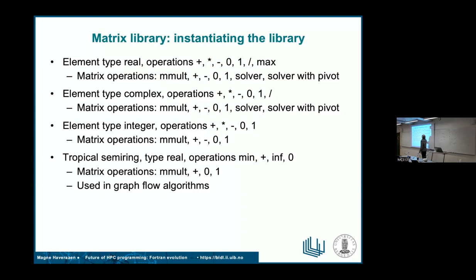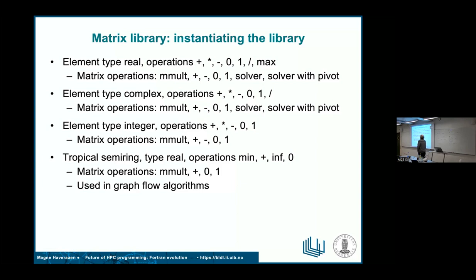These operations form a semi-ring. For the minimum function, infinity is the neutral element. For the plus function, 0 is the unit element. And they distribute over each other as they should. Infinity is an annihilating element for plus, because infinity plus something is infinity. And this is called the tropical semi-ring because it was studied by a Brazilian mathematician.